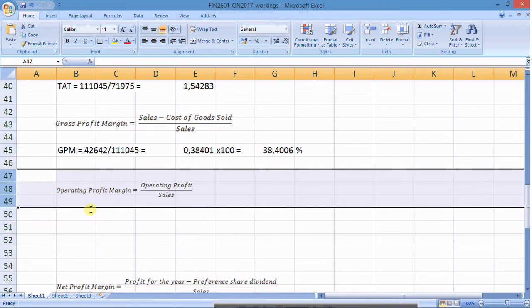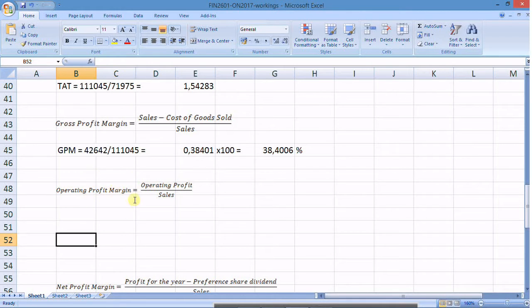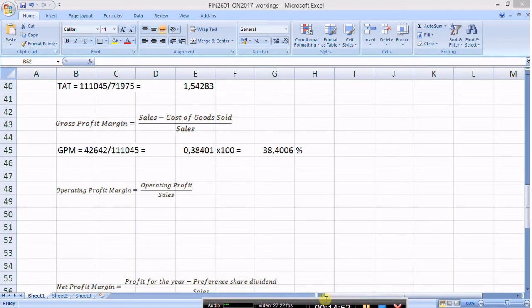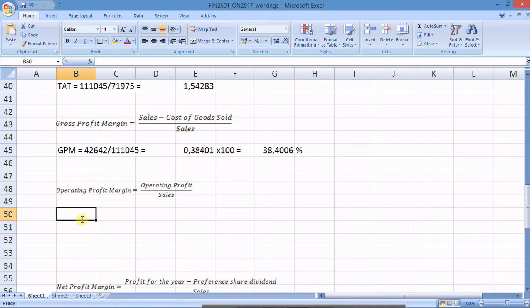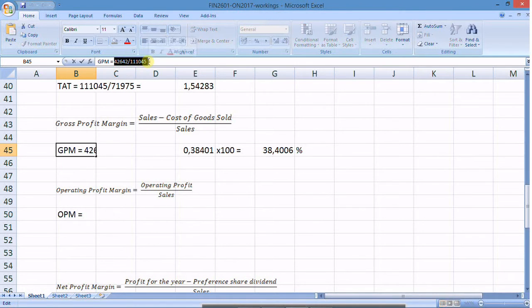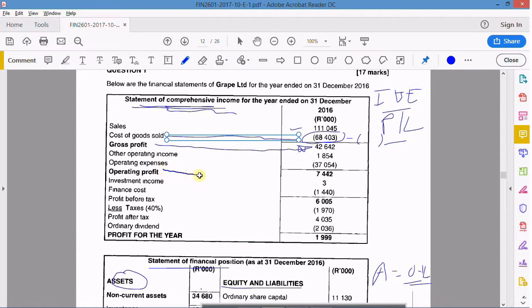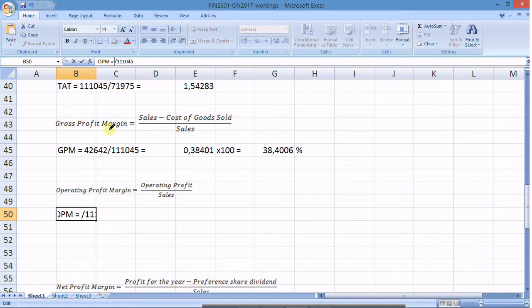Make sense? Okay, operating profit. Operating profit margin, OPM, equals, we'll have the same working here, except you're going to divide by sales. So sales stays the same. The first figure we need to change. It's not gross profit, it's operating profit. So we look for that. There's operating profit, 7442. So here, we're going to put 7442.